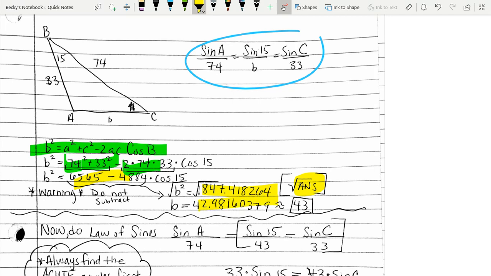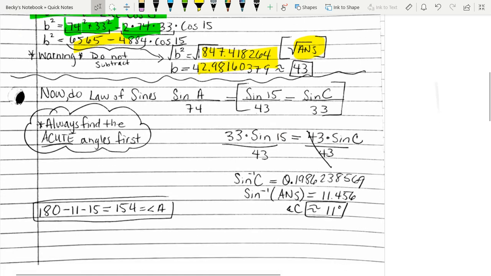Now, it's normal to round to the tenths place for sides. That means one decimal. But if you're rounding to one decimal, the 8 rounds up the 9, which rounds up the 2. So it's a ripple effect. You get the answer 43.